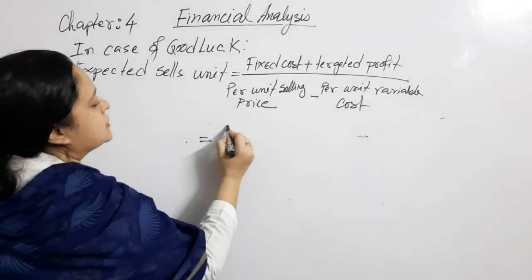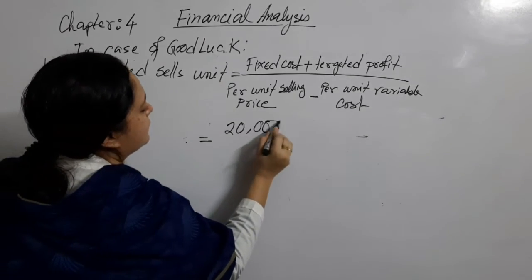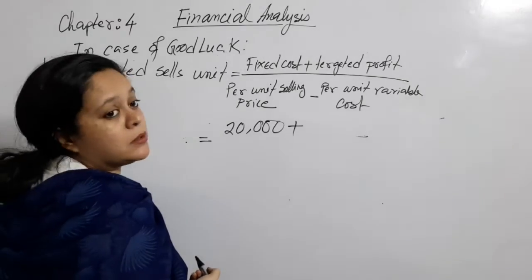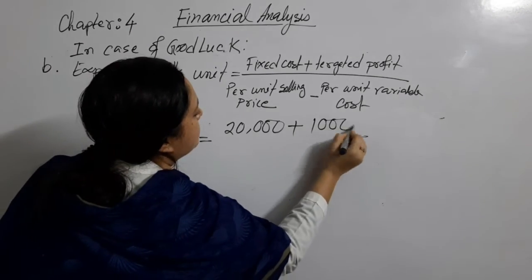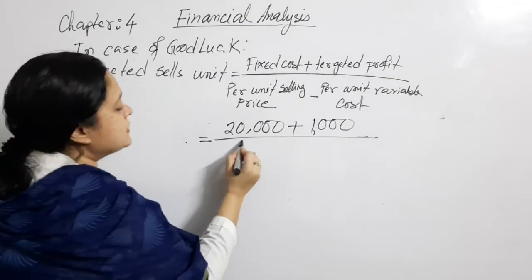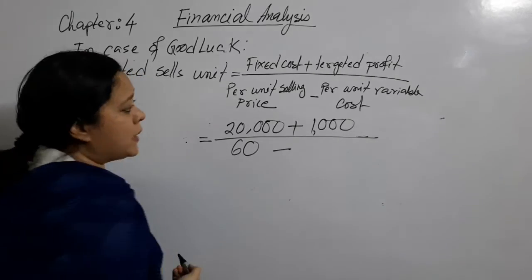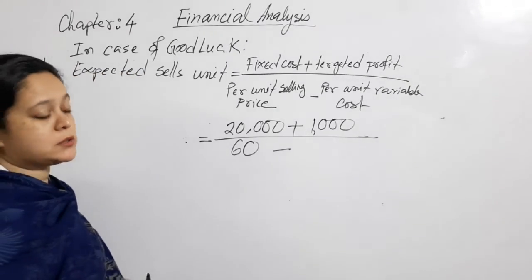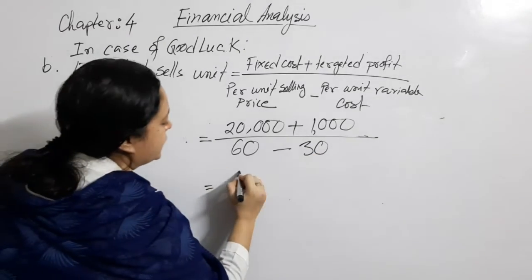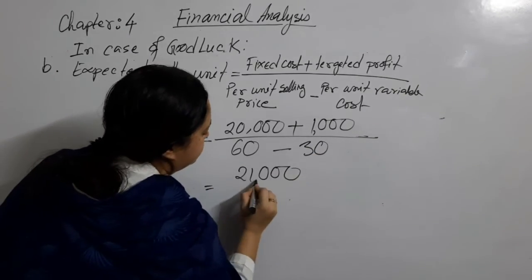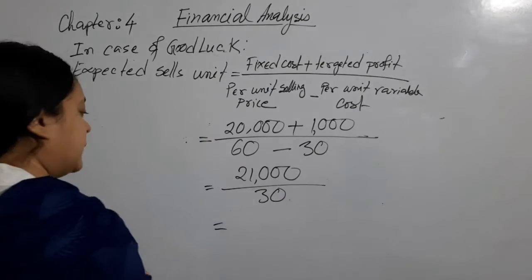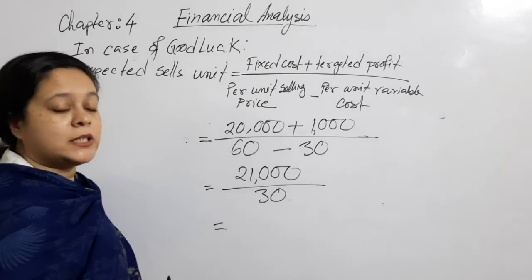Here fixed cost is 20,000 from the stem plus targeted profit remaining the same, 1,000, divided by per unit selling price 60 taka minus per unit variable cost or production cost 30 taka. Here the result is 21,000 divided by 30, and the result is 700 units.